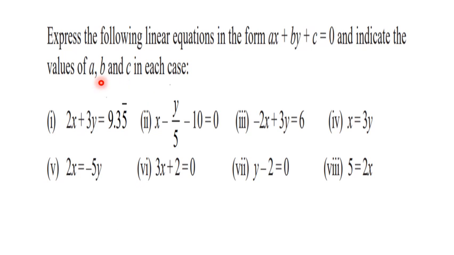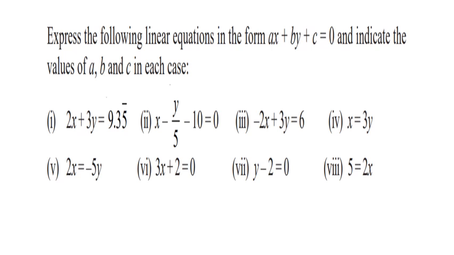Let us take the first question. 2x plus 3y equal to 9.35 and there is a bar above. You know what that bar means, isn't it? Bar means it is 9.35555 and so on, the 5 doesn't stop. Now let us write it as it is.